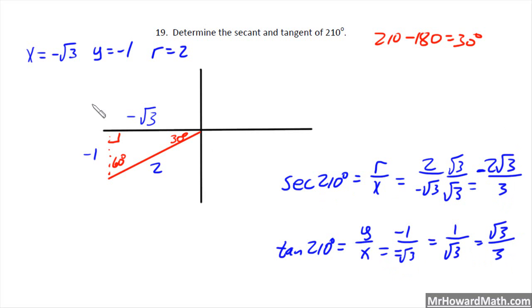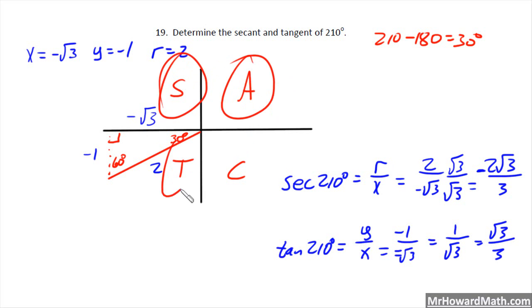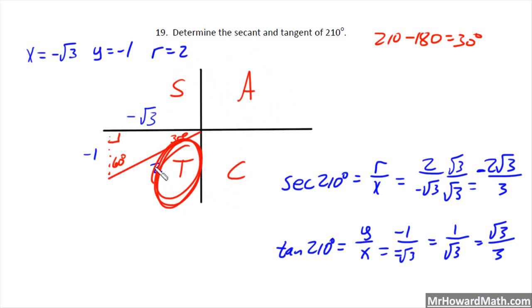Now we haven't done this yet in the last video or two, so let's apply our acronym. All Students Take Calculus, going counterclockwise just like we read positive angles, ASTC. In quadrant 3, the T stands for tangent, and its reciprocal cotangent are the only positive trig functions there. So this one is positive, check. This one is not tangent or cotangent, so it should be negative, and check it is. So that's another check you can always do.